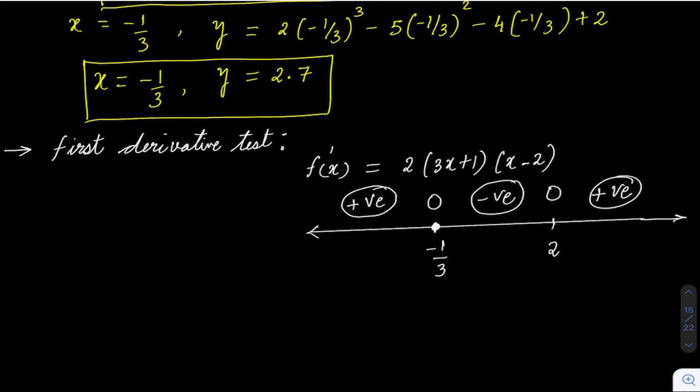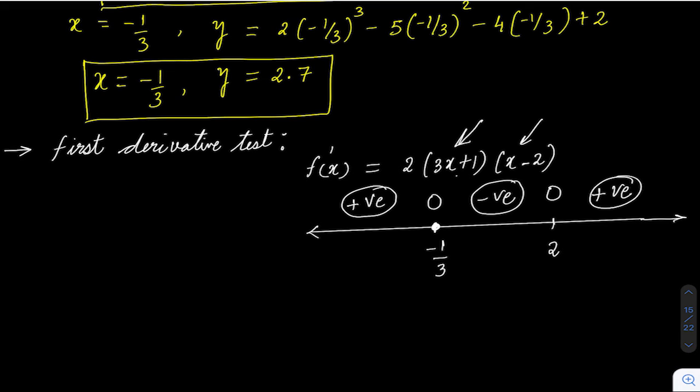Now there might be some students who are wondering how I am writing this negative, positive thing. I am just finding a point. For example, between minus 1 by 3 and 2, just pick any point, for example 0. Substitute in this and see whether f dash x is positive or negative. Similarly, when x is less than minus 1 over 3, the first expression will be negative and the second expression will also be negative, hence it is positive. So you are getting f dash x signs as positive, then 0, then negative.